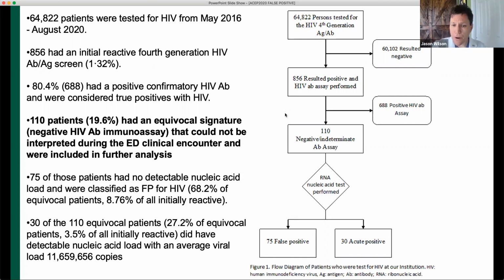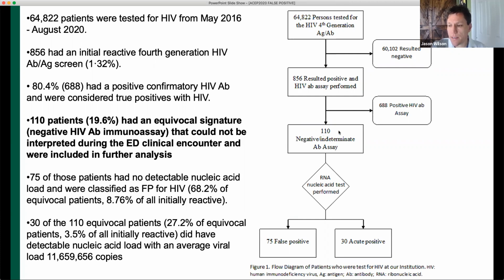But a pretty large percentage of those patients, of those 856, 110 were actually indeterminate. So almost 20% of those patients had an equivocal laboratory signature, meaning that at the time of the ED encounter, we couldn't really tell the difference between whether those patients were false positives or, again, the much more serious acutely positive patient. And not to diminish the seriousness of a false positive either, because telling a patient they might have HIV and having to wait 3 days is not without some turmoil of its own.